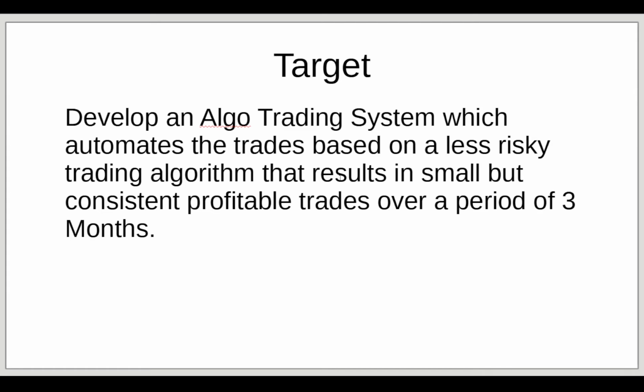So the results should be consistent, small, even if it is small but consistent profitable trades over a period of 3 months. So once I build the system, I will test it for 3 months live on stock market, and at the end of 3 months I will see how much profit I made. I don't think I would make losses, but let's see how our system goes.